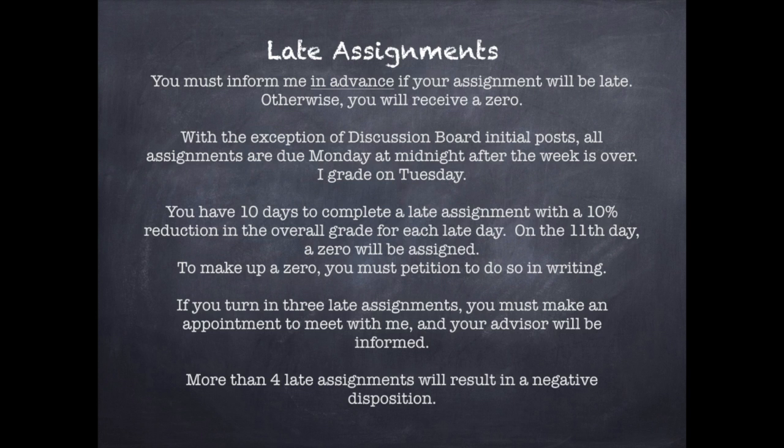To make up a 0, you have to petition to do so in writing. If you turn in 3 late assignments, you must make an appointment to meet with me, and your advisor is going to be informed. More than 4 late assignments will result in a negative disposition.